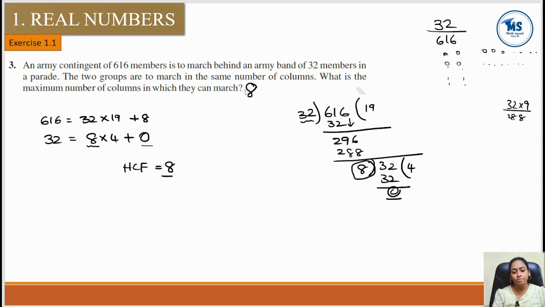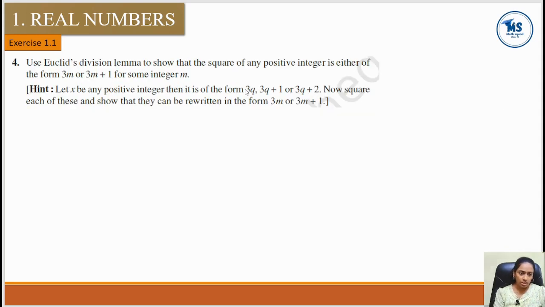Okay. Then next question. Use Euclid's division lemma to show that the square of any positive integer is either of the form 3m or 3m plus 1 for some integer m. Again, same procedure. Let a be any positive integer. And here I can see 3m plus 1. So I will take my b as 3.